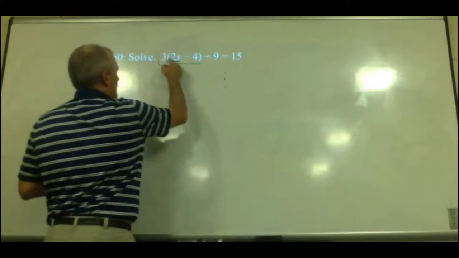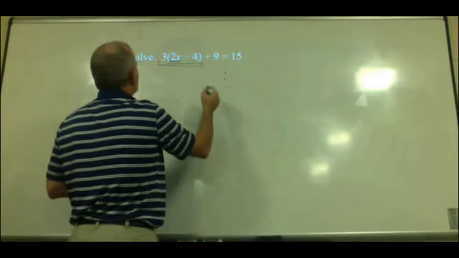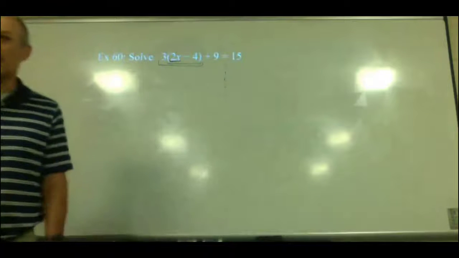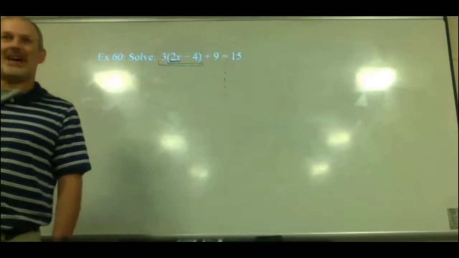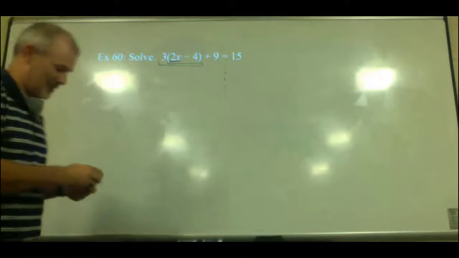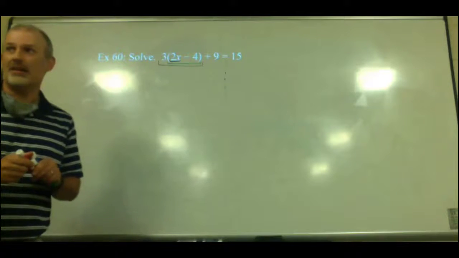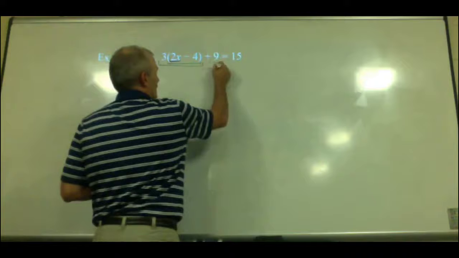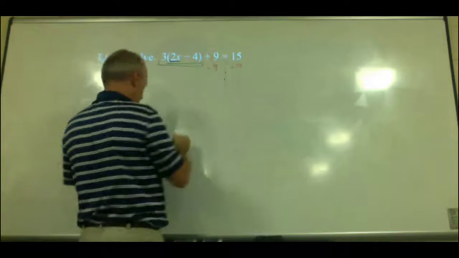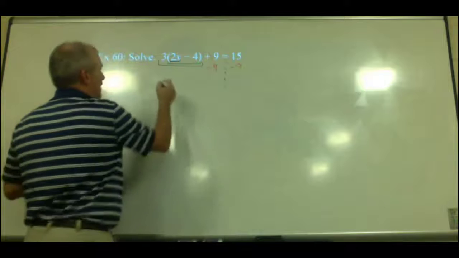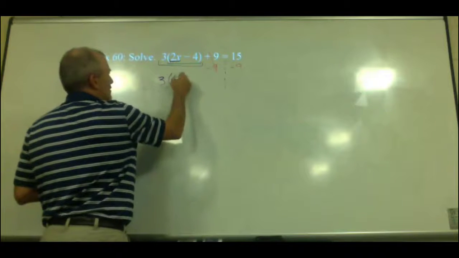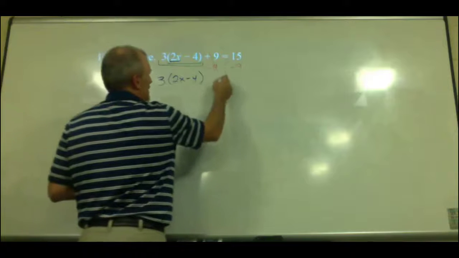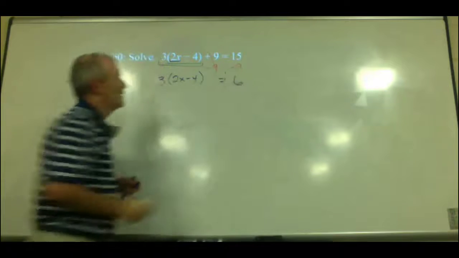So let's go with this color. That's supposed to be purple. It looks kind of dark like black, but anyway. Okay, so what does that mean we're going to get rid of first? The 9 is the outside layer that we're going to get rid of first. So how do we get rid of that 9? It says +9, so we subtract 9 from both sides. That cancels. And I'm going to write all this stuff down: 3, parentheses, 2x minus 4, close parentheses, equals 6.